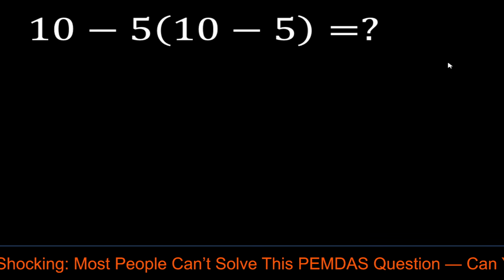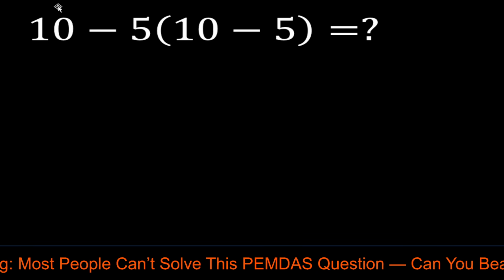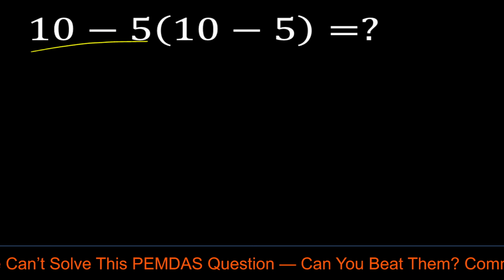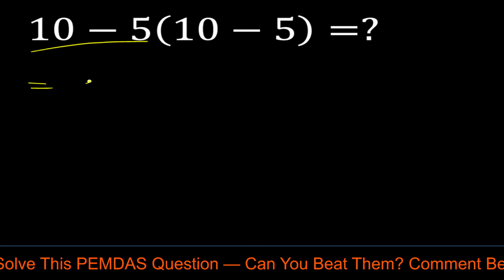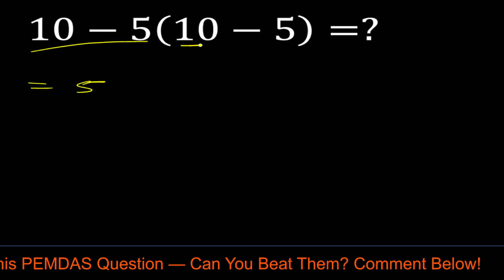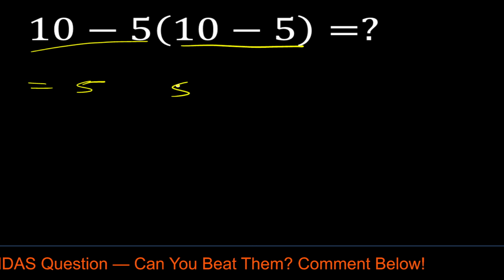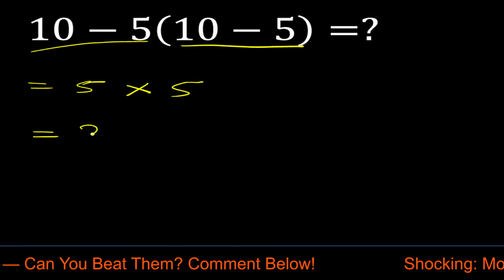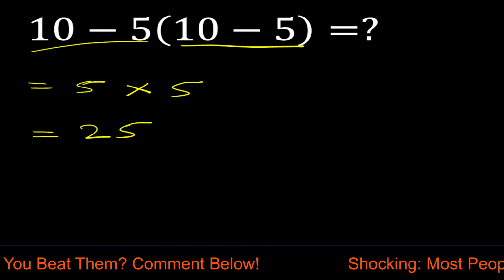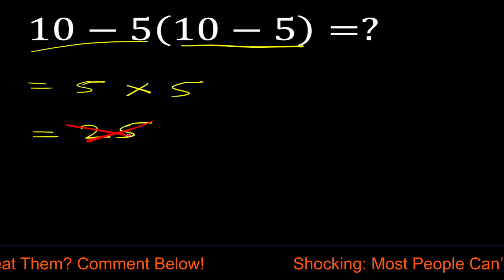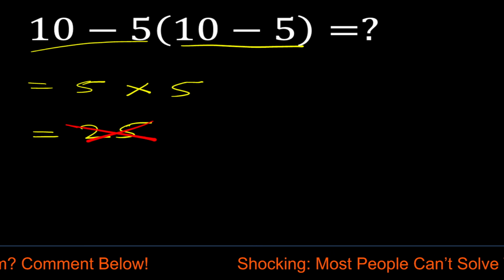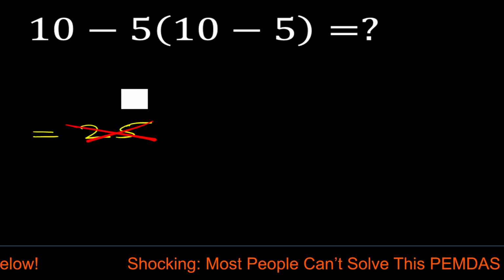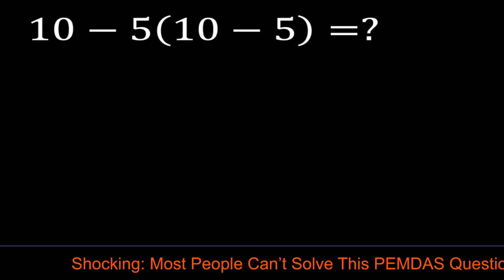So most people solve this question like 10 minus 5 is equal to 5, right? Then again 10 minus 5 is equal to also 5. Now 5 times 5 is equal to 25, right? But this answer is not correct. This answer is completely wrong. So now let's solve this problem correctly by using the PEMDAS rule, right?